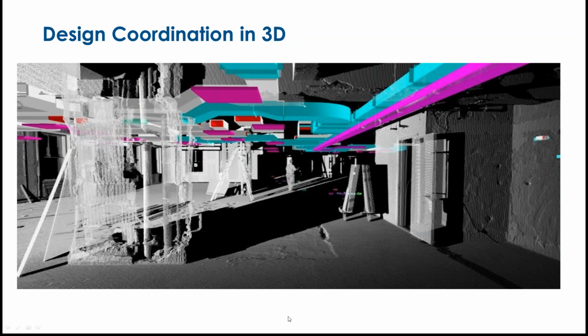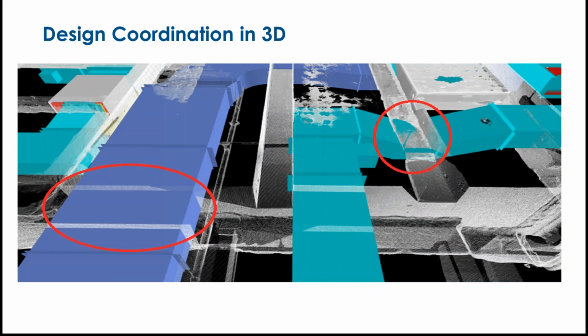So here's a screenshot of a clash detection. The point cloud of the existing facility is there in gray. And then the colored parts are the design. So before we get to work in the field, we want to make sure that that's actually going to work. We can see there are a couple of issues with the design.